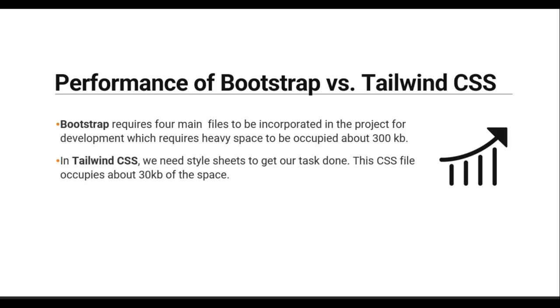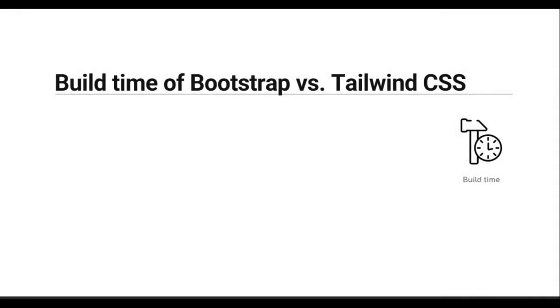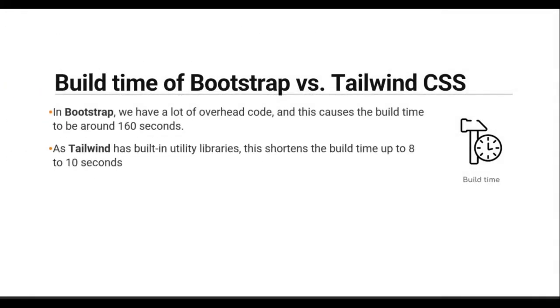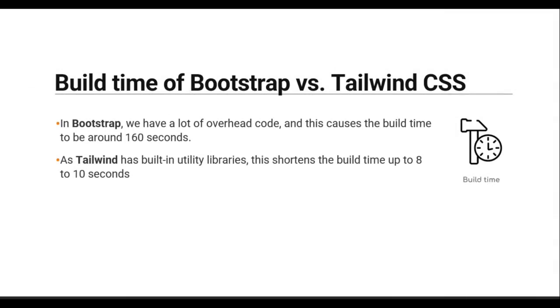If we talk about the build time, then it also gives us a major difference. While having Bootstrap in the code, we will have overhead code, and that overhead code delays the build time and it becomes about 160 seconds. While if we work with Tailwind, it has utility libraries that are built in, and it shortens the build time to about 8 to 10 seconds.